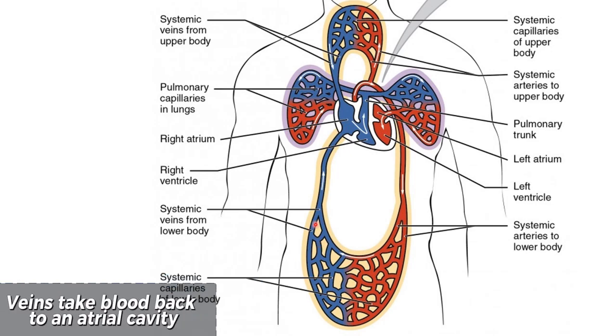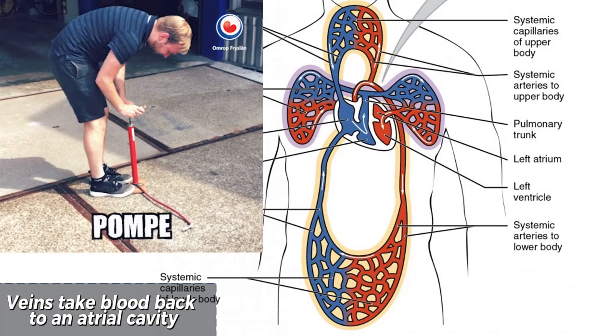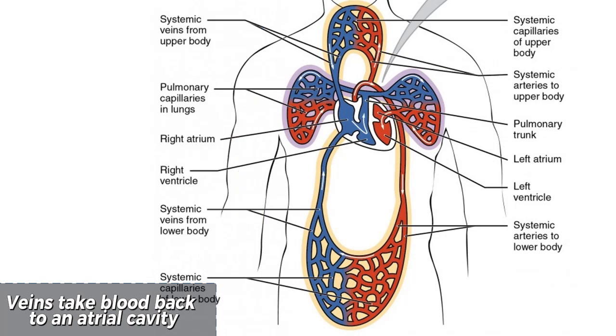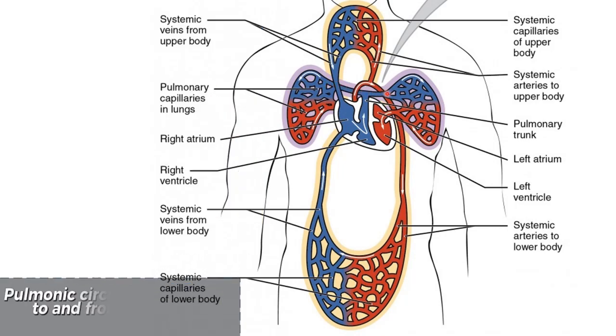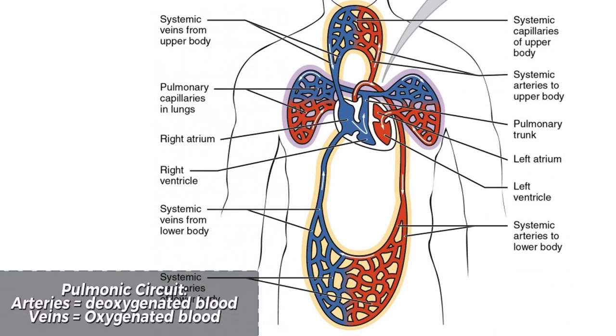Now this deoxygenated blood is going to come back to the heart, and the heart is going to pump it out through the lungs. So these are the pulmonary arteries. The pulmonary arteries carry deoxygenated blood. So pulmonic arteries, deoxygenated. Systemic arteries right here, the arteries going to the body, also called the general arteries, are going to be oxygenated.